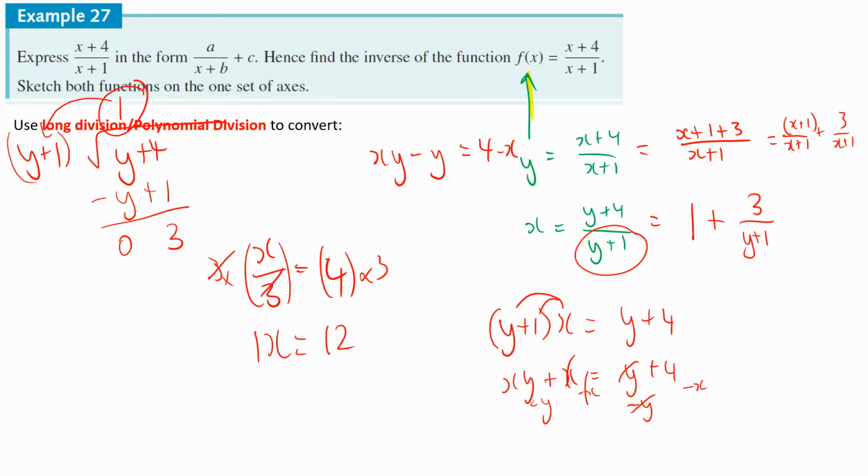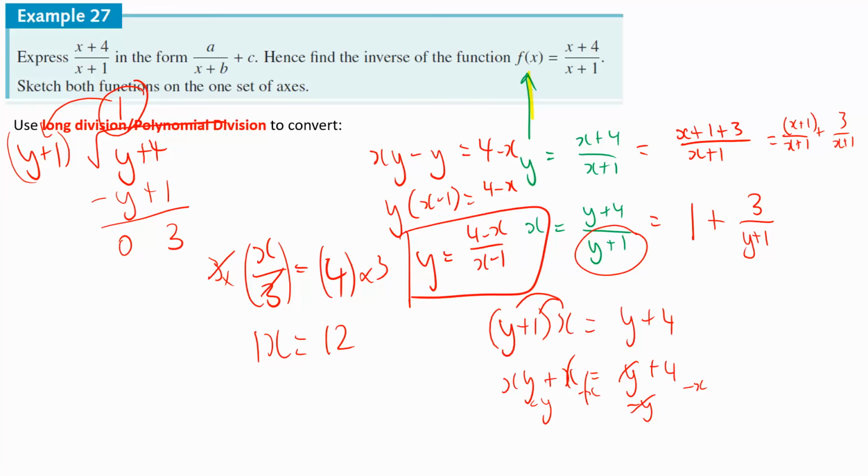Now why is that nice? Because if they both have a common factor of y, factorize it. If you take it out, it becomes y times x minus 1 equals 4 minus x, and you have y on your own. This is times, so the opposite of times is divide. Divide both sides by x minus 1, and you're done. So here we've got y equals 4 minus x over x minus 1.